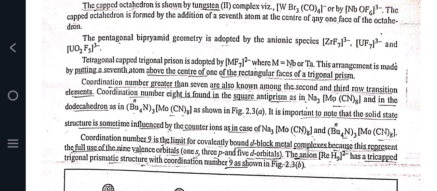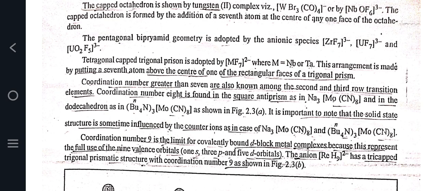The capped octahedron is formed by the addition of a seventh atom at the center of any face of the octahedron. The pentagonal bipyramidal geometry is adopted by ionic species, and the tetragonally capped trigonal prism is adopted by [MF7]2−, where M is equal to Nb or Ta. This arrangement is made by putting a seventh atom above the center of one of the rectangular faces of the trigonal prism. Coordination numbers greater than 7 are also known among the second and third row transition elements.